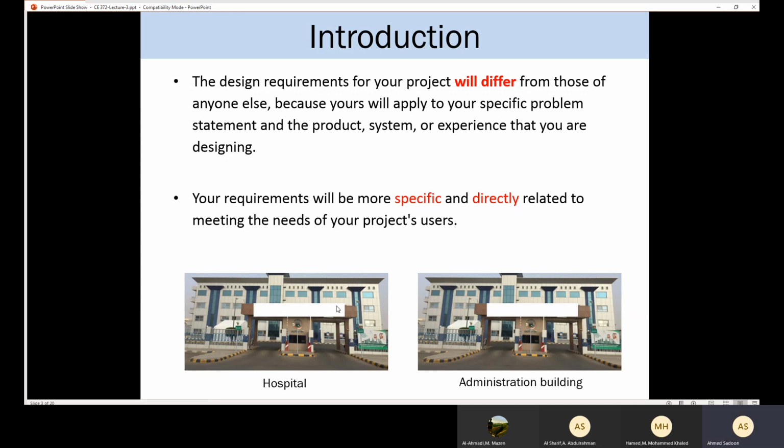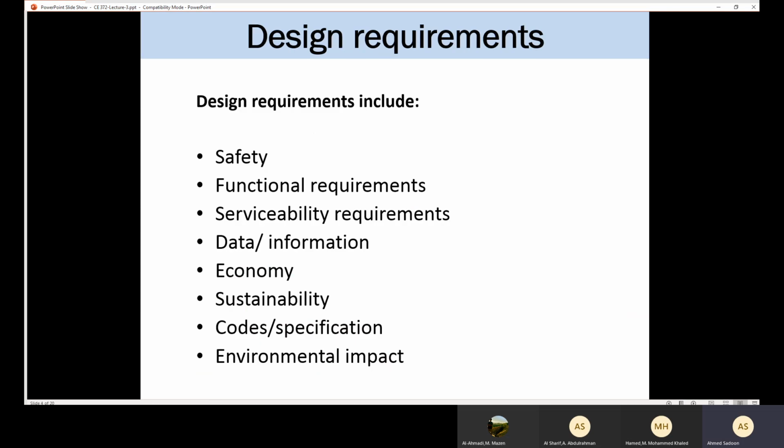Okay, so here the users of the hospital building need radiation safety, but in the administration building, they are not going to have something like that. So the bottom line is the design requirements are going to be different from one project to another. So we need to know what the design requirements are going to be about.